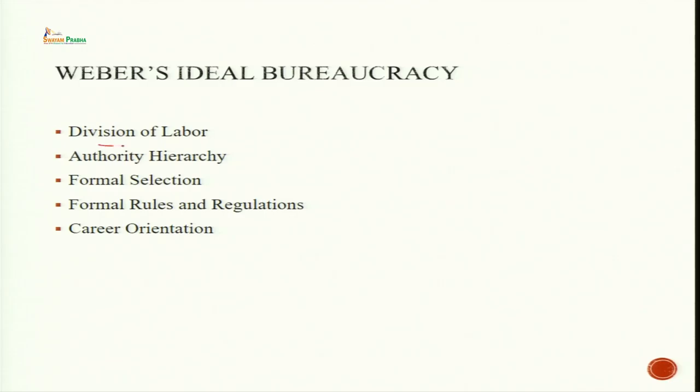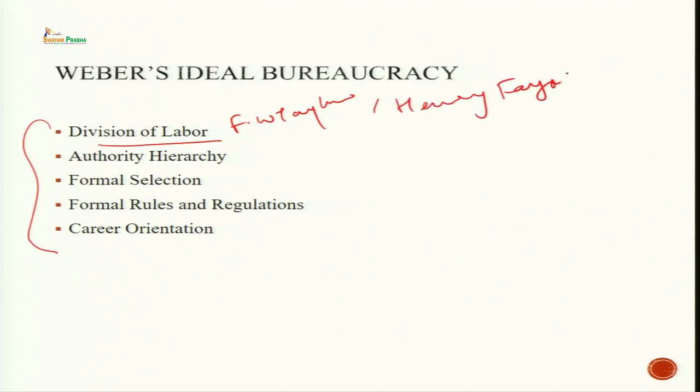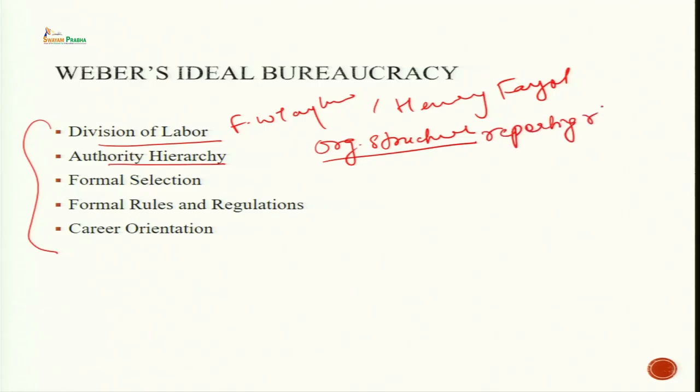Let us now study in detail the division of labor and the rest as given by Weber. So, division of labor, as also proposed by F. W. Taylor and later on by Henri Fayol, is specialized work. Authority hierarchy means having an organization structure that helps people understand the reporting relationships. These reporting relationships are extremely important when it comes to giving orders or receiving orders.